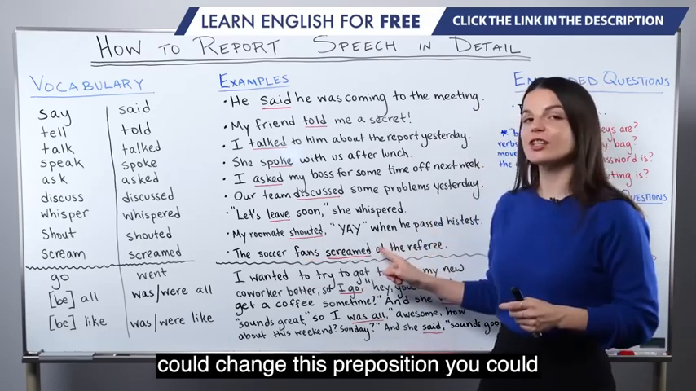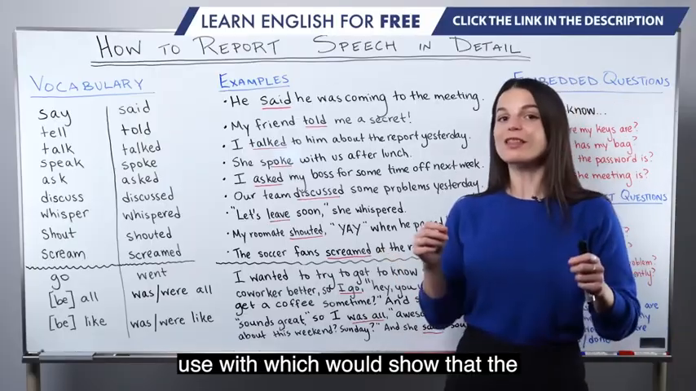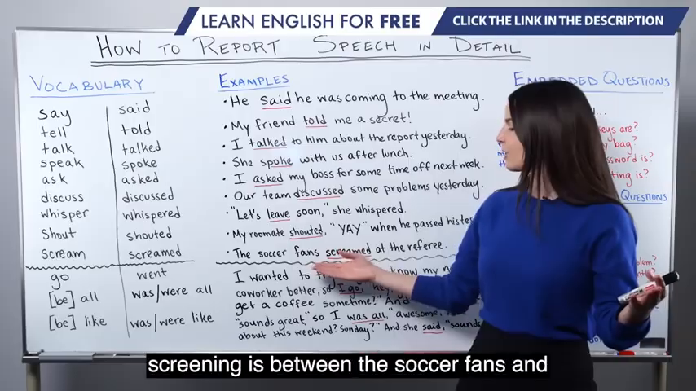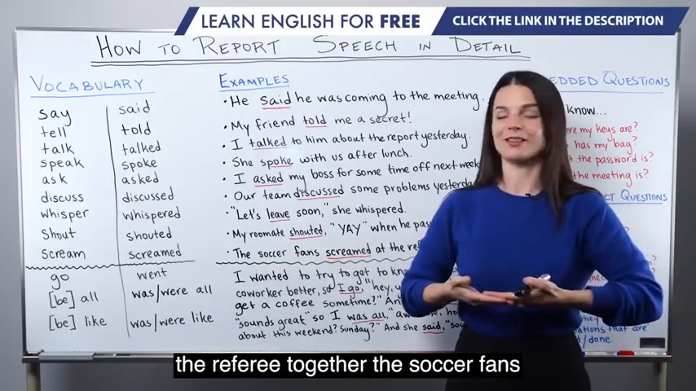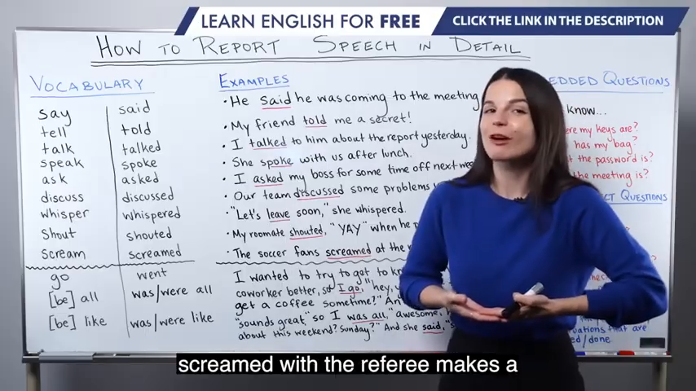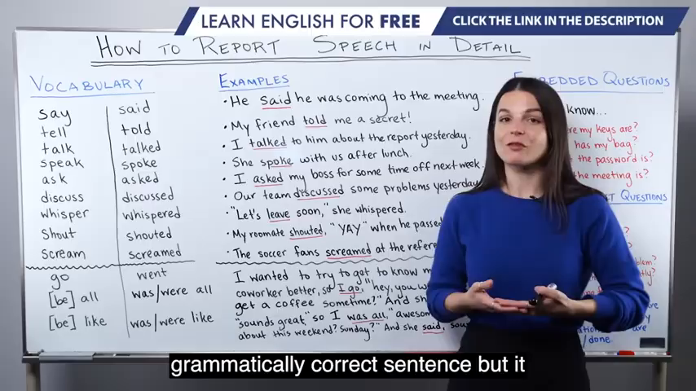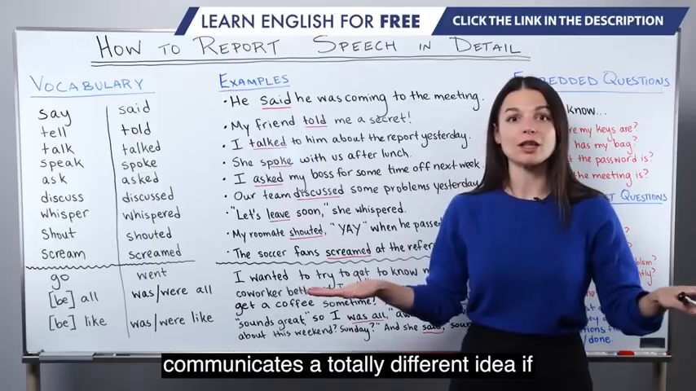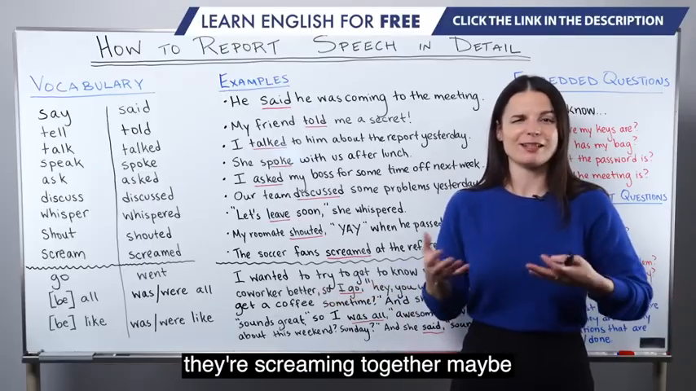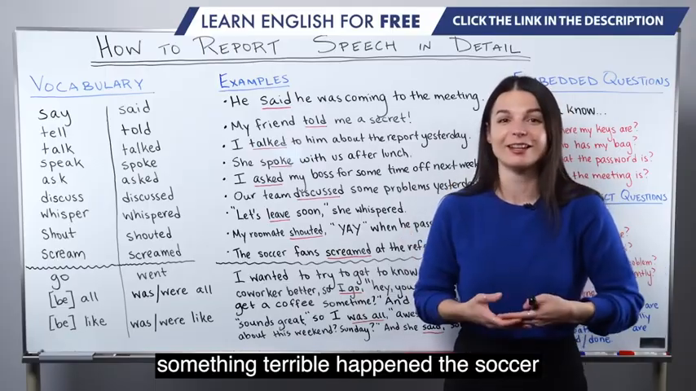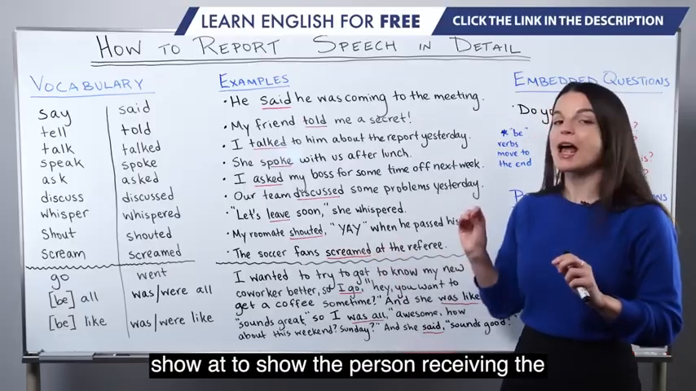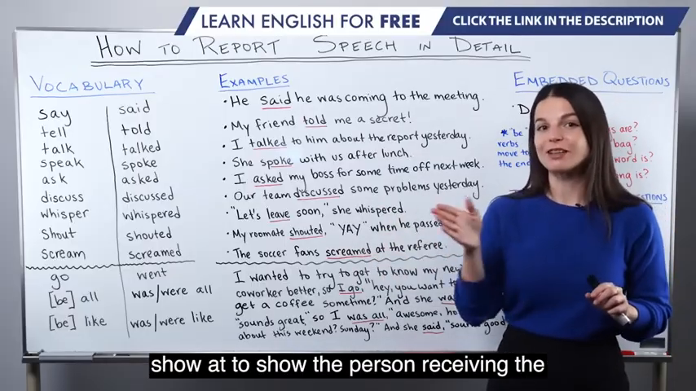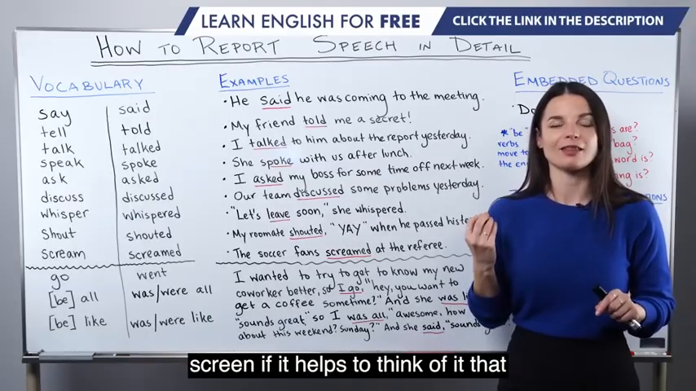Also, you could change this preposition. You could use with, which would show that the screaming is between the soccer fans and the referee together. The soccer fans screamed with the referee. Makes a grammatically correct sentence, but it communicates a totally different idea. If they're screaming together, maybe something terrible happened at the soccer game. I hope not. But when you use scream, use at to show the person receiving the scream, if it helps to think of it that way.